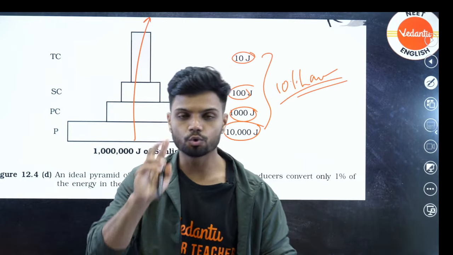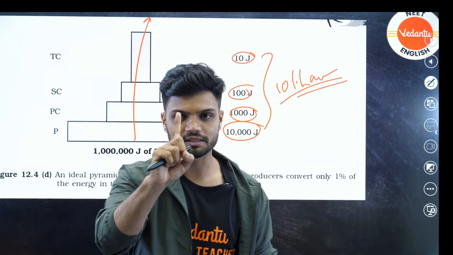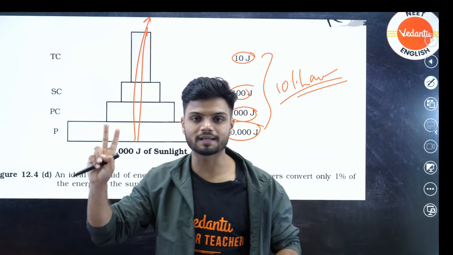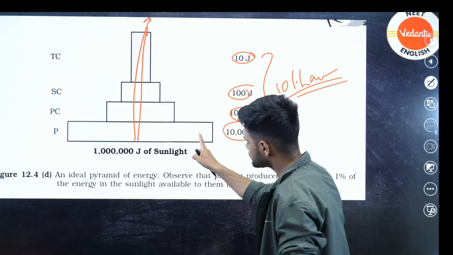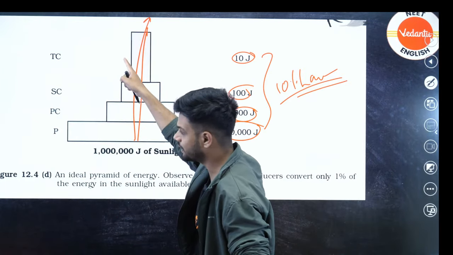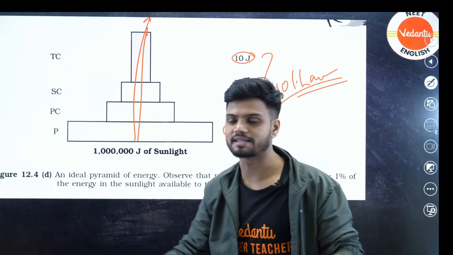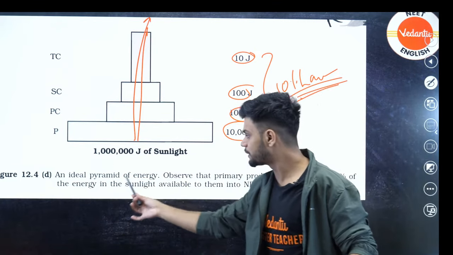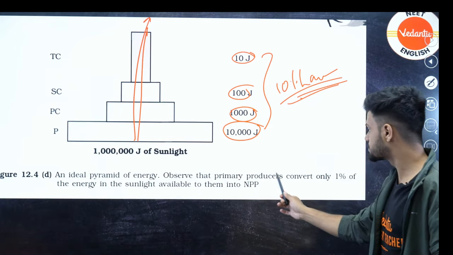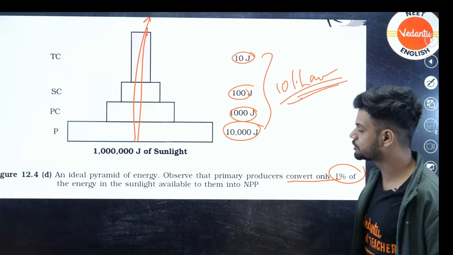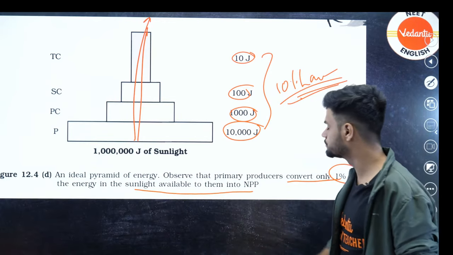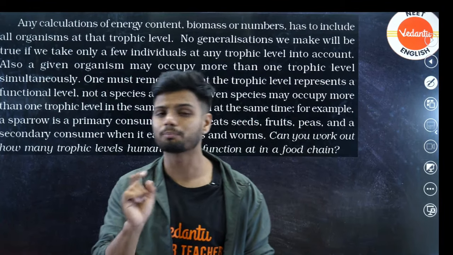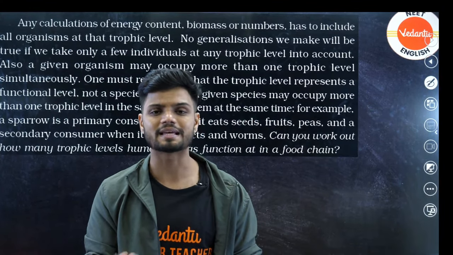So, two things which you need to identify here. The first point is the unidirectional flow of energy. The second point is, as we go from the first trophic level to the next trophic level, the energy is decreasing. 10% law. In the ideal pyramid of energy, observe the primary producers convert only 1% of the sunlight energy available to them into NPP. Okay? Remember, understand the lines. Don't by heart any of this. Understand the pyramids, then only you will understand.